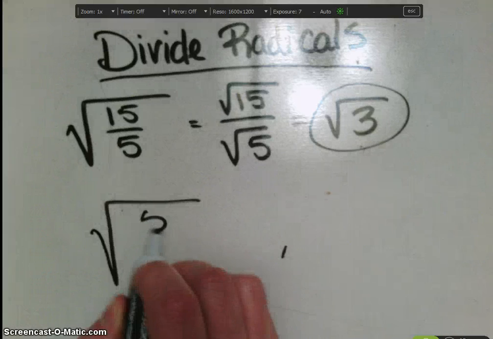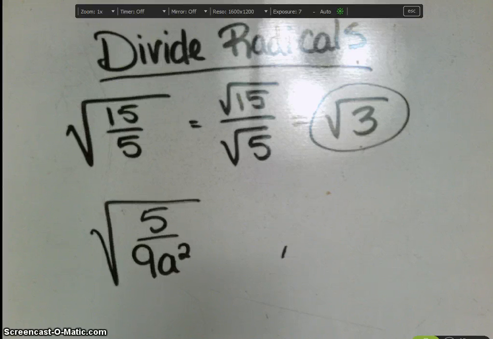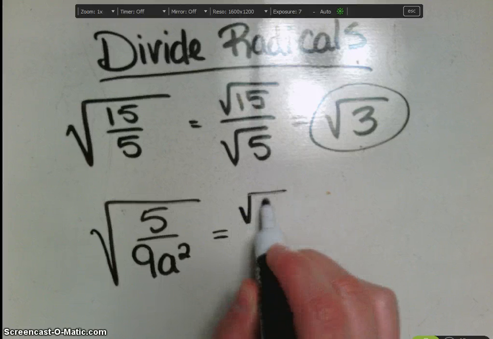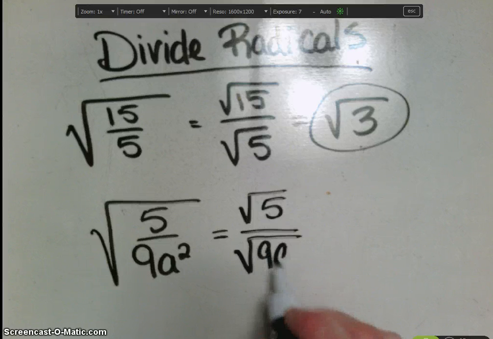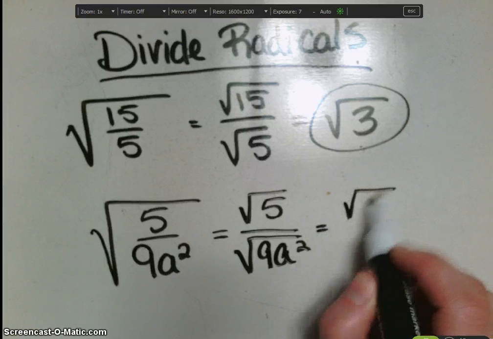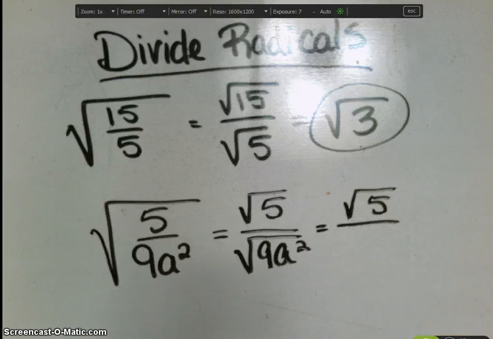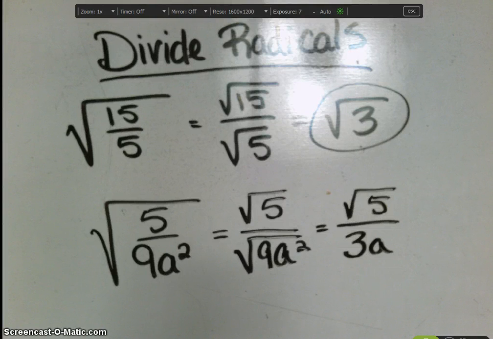Let's look at one where there's maybe more to it. I want you to always look for perfect squares. So if I take this radical and I split it up into 2, which isn't always necessary, but hopefully you notice the bottom is a perfect square. So that's going to make it super easy to simplify now. So the top is going to stay radical 5. The bottom is 3a because the square root of 9a squared is 3a. Radical 5 can't simplify anymore, so we're done with that one.